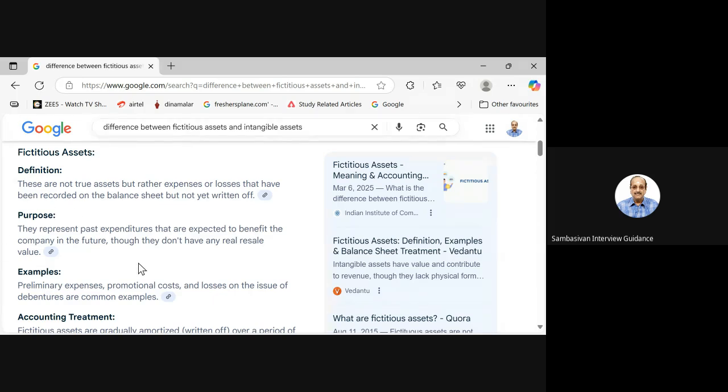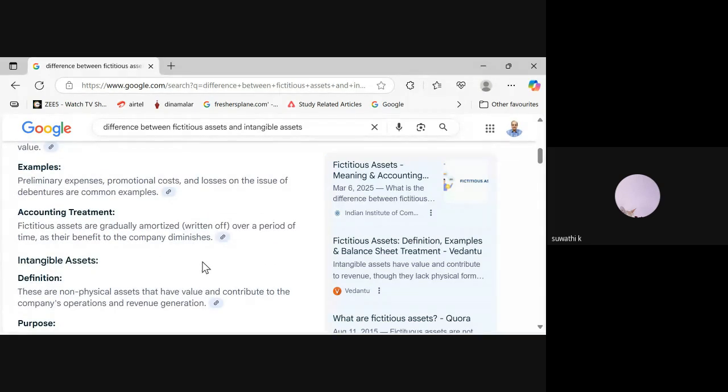Purpose. They represent past expenditures that are expected to benefit the company in the future, though they do not have any real resale value. Examples: preliminary expenses, promotional costs, and losses on the issue of debentures are common examples. Not only debentures, in the IPO also. Sometimes expenses are incurred for initial public offer. All the expenses cannot be taken to our expenditure, so it will be kept aside. Accounting treatment.